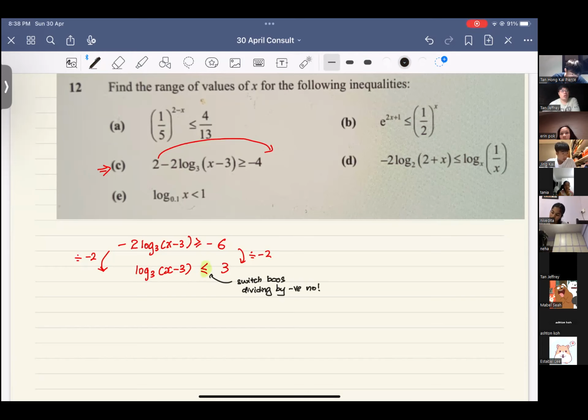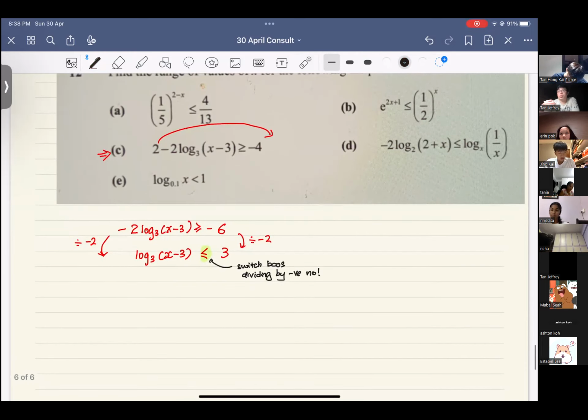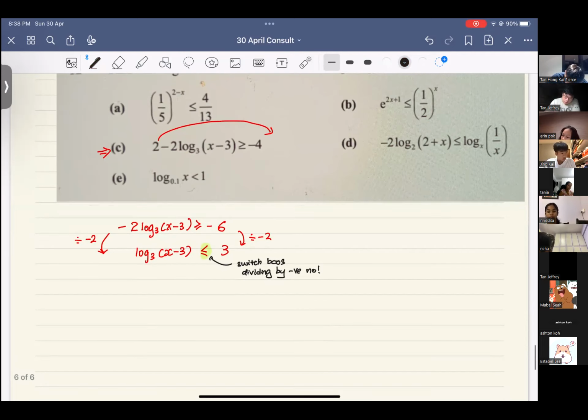Okay, now after which, do like what you do. Remember the woodcutter story, right? Change the log form to index form. My fastest way is just to change from log form to index form. So remember what I told you all for lessons, right?